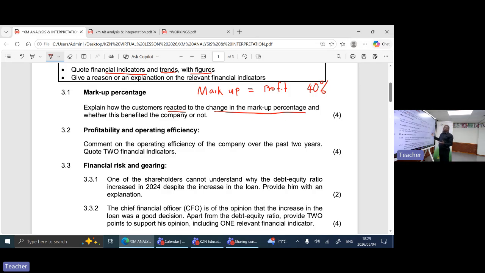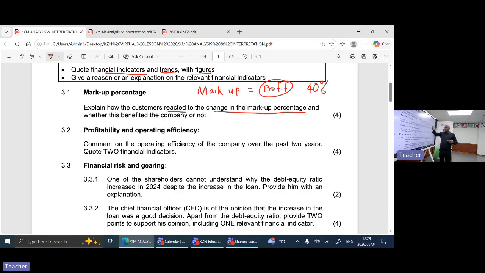Normally, if the markup is 60%, on the cost price we will add 60%. Markup is a profit. If you buy this bottle for 5 rand and then you sell it for 10 rand, your markup is 5 rand. So you are adding. Now, if you change your markup, you are going to increase it or decrease it.